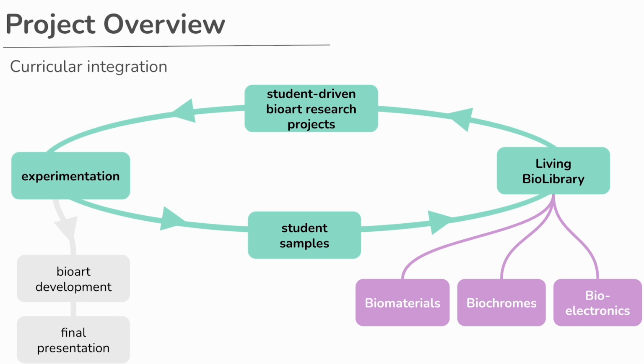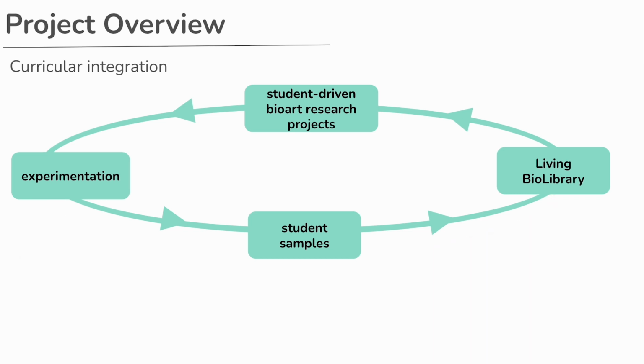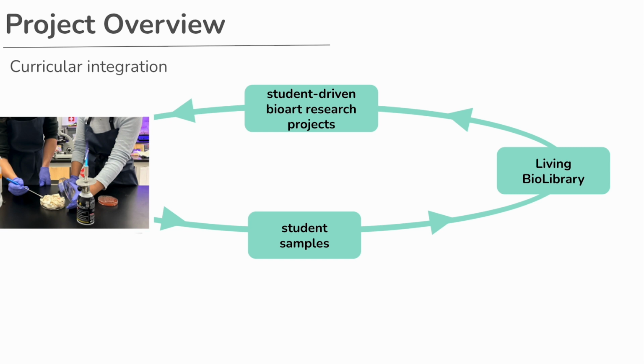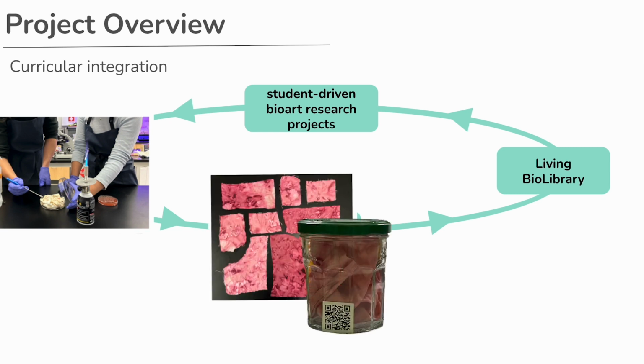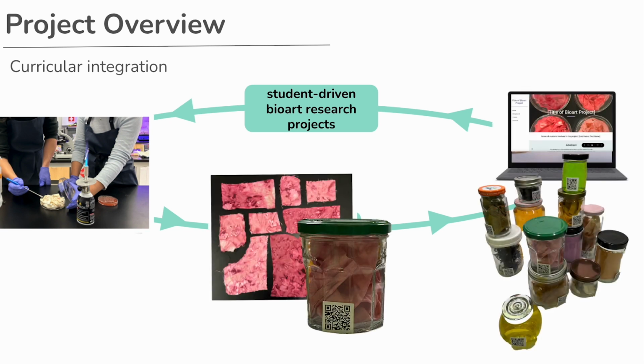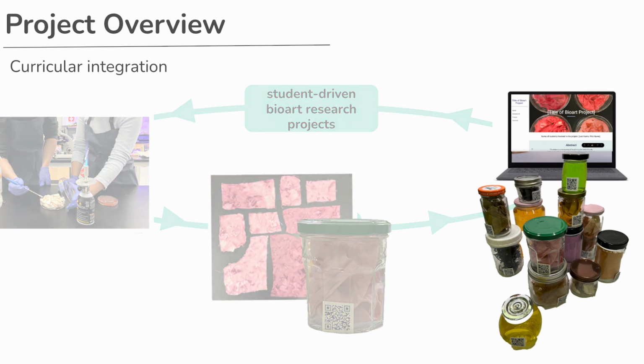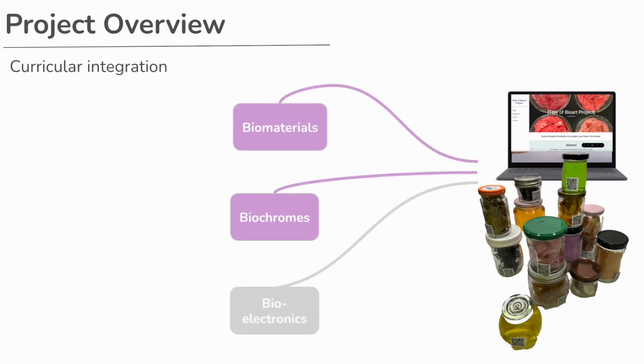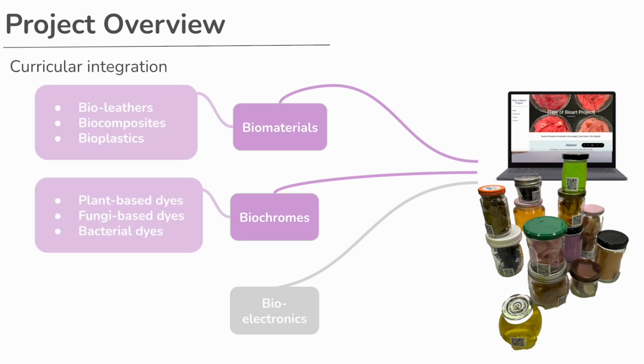In this course, students embark on a bioart project where they design, develop, and create a piece of bioart that they showcase in a culminating open house event. Based on existing library samples, students are encouraged to innovate designs for the physical library and document their explorations in the digital collection. Students are given the freedom to choose from different paths, including biochromes, biomaterials, or bioelectronics. Here we will focus on biochromes and biomaterials.